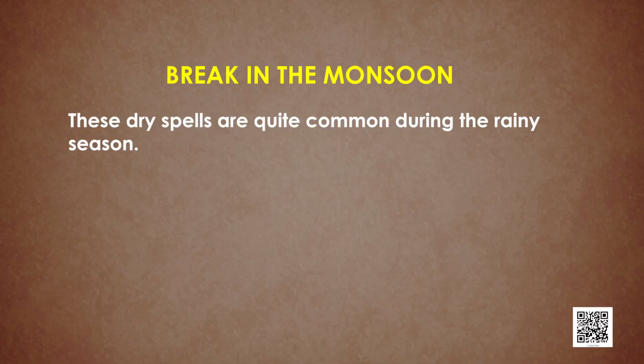Now, there are breaks in the monsoons. Children, when you are waiting for the monsoons, you seem to think that the rains have come and we will get rainfall every day. But again, you have so many wet spells and dry spells in between, and you are always waiting for them. These dry spells are quite common during the rainy season. That means we have wet spells and dry spells interspersed between one another.